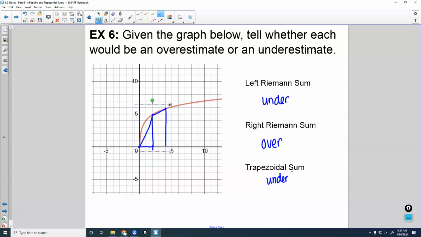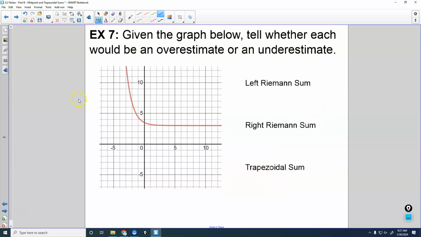For midpoint, you can't know. Well, I don't want to conclusively say you can't know. You can't know easily, and they're not going to ask you. Maybe there's a way to find out, but we're not going to be worried about midpoint. But for left, right, and trapezoidal, we do care about this. Now, we talked a little bit yesterday about left and right. If our graph is increasing, that Riemann sum is an underestimate, right?